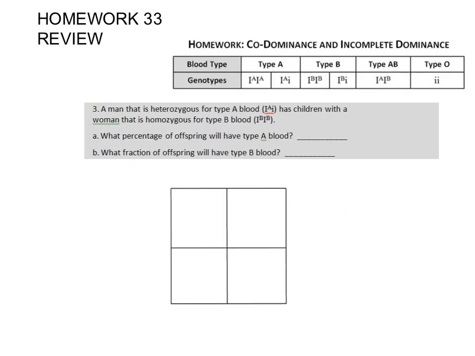And the third question on your homework, this is the last one I'm going to do for you. A man heterozygous for blood type A is crossed with a woman who is homozygous for blood type B. Homozygous means that she has the same on each, so it's a B and a B. And it shows you that right there. Okay, cross them, A and B and i, A and B and i.